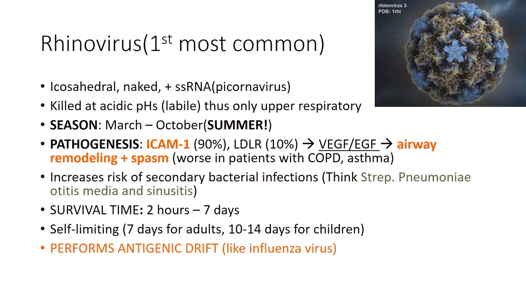Contrary to popular belief, we seem to think that our rhinovirus, since it's the most common, is that cold that we get in the winter. However, this guy is actually in summer to late fall. So definitely know that that is where this guy is in prevalence, and that's something they'll use in a stem, okay? Pathogenesis, so it's high yield to know that they use ICAM receptors. They bind to ICAM receptors in order to enter the cells.